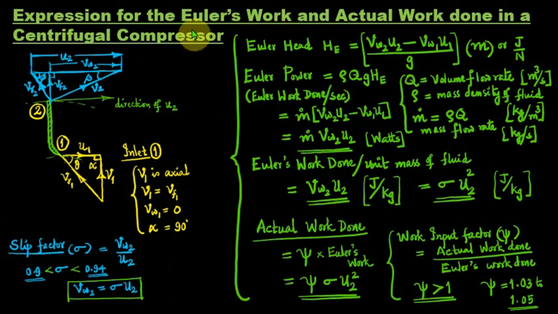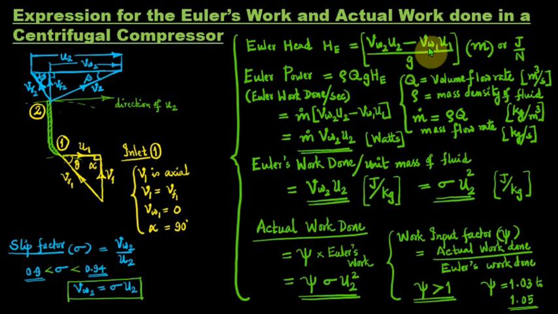Now, the expression for Euler's work and actual work done in a centrifugal compressor. It is very simple for you to answer, because we already know the Euler head in the case of a centrifugal pump; the very same thing. What do you mean by Euler head? It is the head impressed by the impeller on the fluid, here on the air. So Euler head, the theoretical head, is (Vw2 U2 minus Vw1 U1) by g.